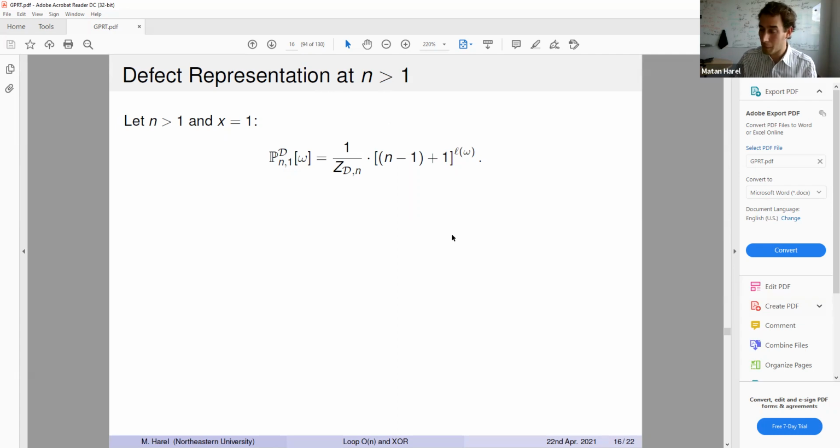And what I'm going to do is write the binomial expansion. If I have (n minus 1) plus 1 to the power of the number of loops, that means that I can take each loop and assign to it: you're 1, you're 1, you're n minus 1, you're 1, you're 1, you're 1, you're n minus 1, like that, and sum over all the possible assignments to get (n minus 1) plus 1 to the number of loops.